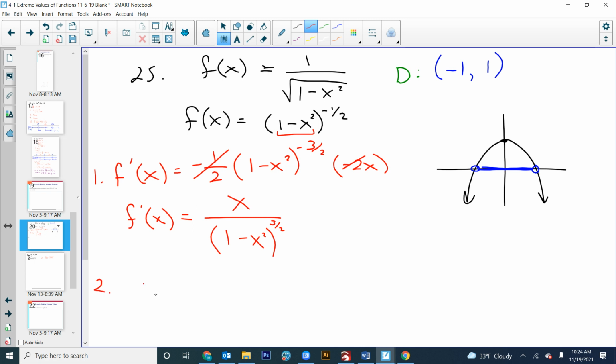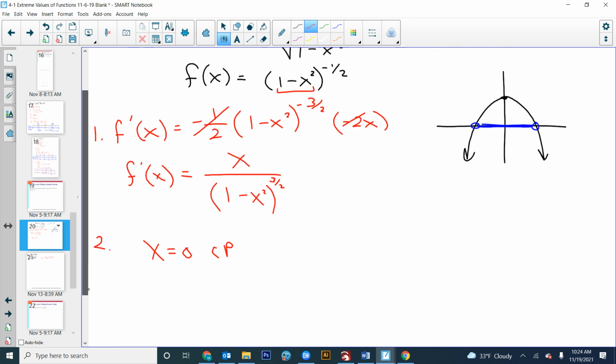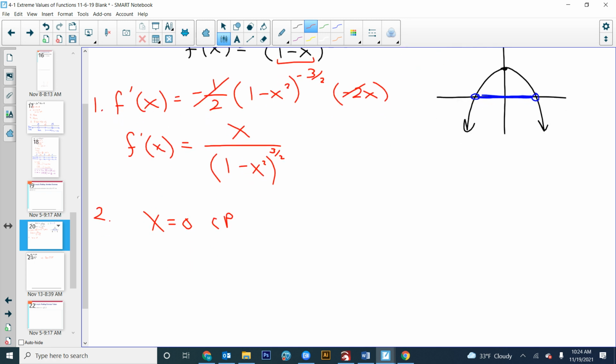Step 2 makes x equal 0 a critical point. I am going to go through this quickly because we've done a couple of these. Step 3, when does the derivative fail to exist? Well, we just saved ourselves some headaches, right? When does the derivative fail to exist? Well, here's the derivative. It only has issues when the denominator is 0, and isn't this underneath an even root?